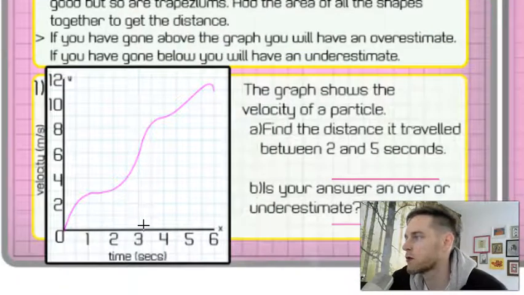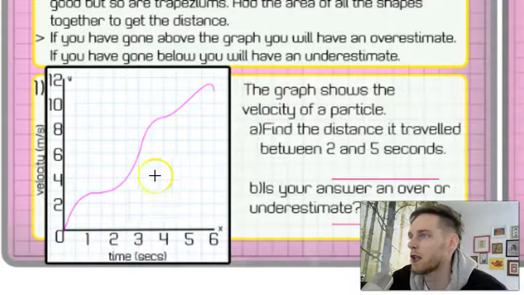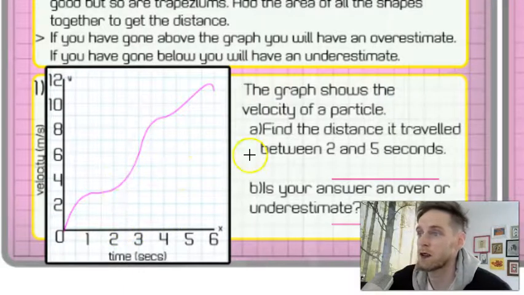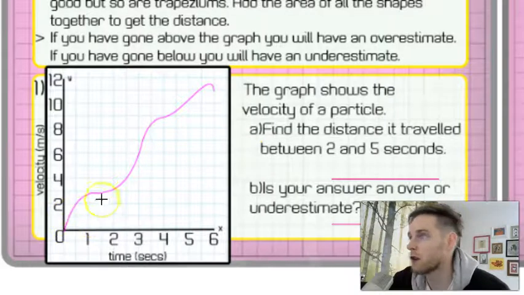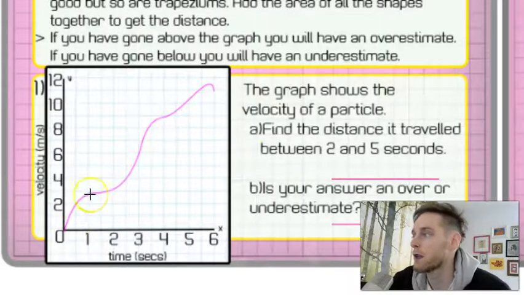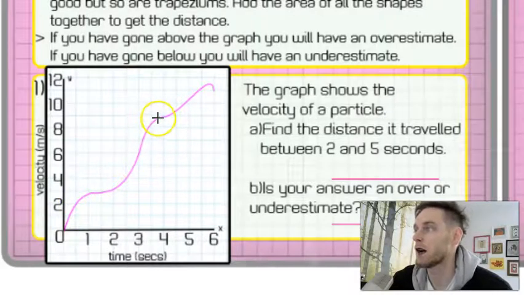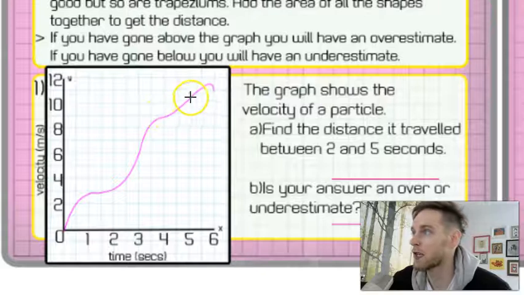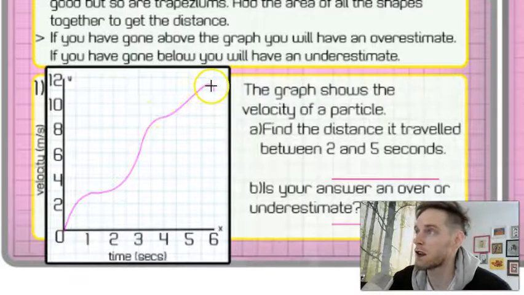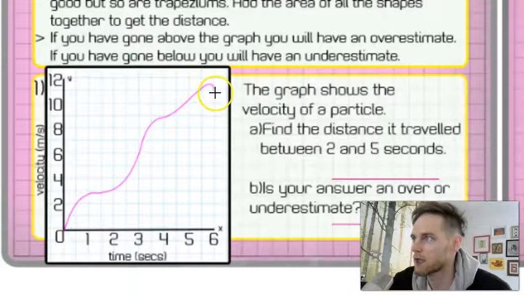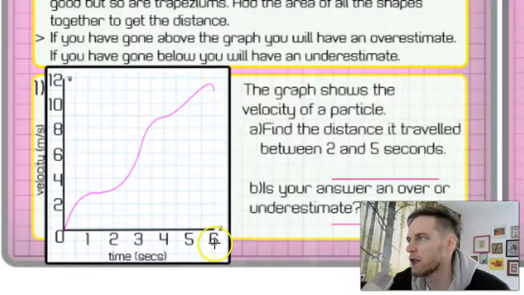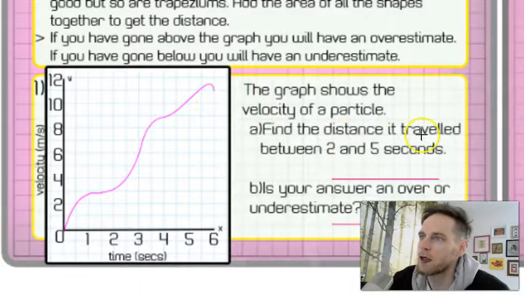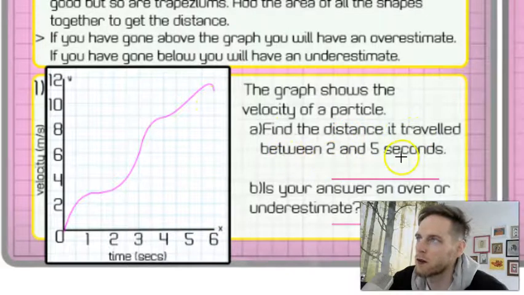Then what we'll do is the calculations for the areas of the shapes and then add them together and we'll get the distance. So this is a particle. This graph here is the velocity of a particle going quickly, then slowing down, then going quickly, then slowing down again a little bit, then going quickly, constant speed here, and then it's slowly starting to stop, and then starts to decelerate, and then it just stops completely. I'm not sure what's happened to the particle at that point, but that's the last number that we've got on there. So what we need to do is find the distance that's travelled between 2 and 5 seconds.